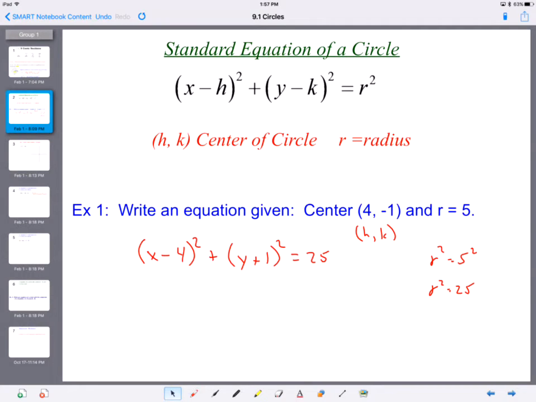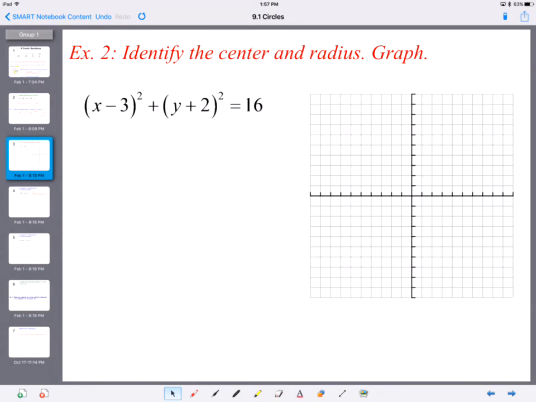Okay. The next thing I want to look at is, now I'm going to give you an equation in the correct form. I want you to identify the center and the radius and then go ahead and graph it as well. So here we go. The center is h, which is 3, k is negative 2. Once again, it has to be in that form of y minus, so it'd be y minus a negative 2, and so that's why the k value is negative 2.